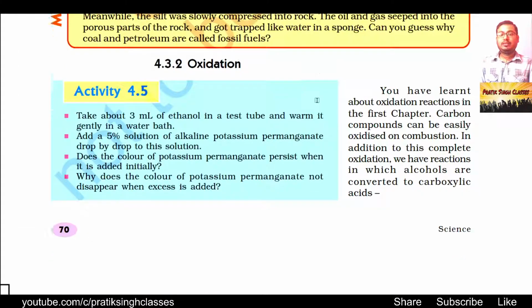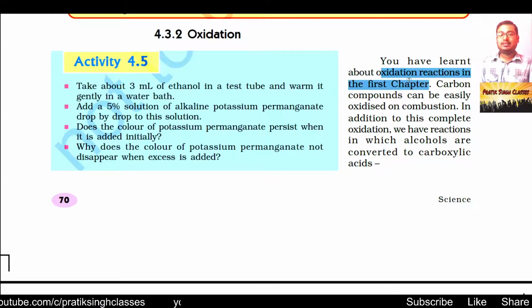Let us see what is given in the book. You have learnt about oxidation reaction in the first chapter.